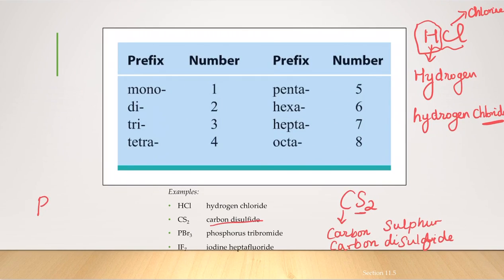Okay, let's do this. How do we name this compound? We need to define which one is going to be more metallic. Obviously it's going to be phosphorus, so phosphorus should be first, and then comes chlorine. Since that's non-metallic, you should end it with "ide." And since there are 5 chlorines, it should be phosphorus pentachloride.